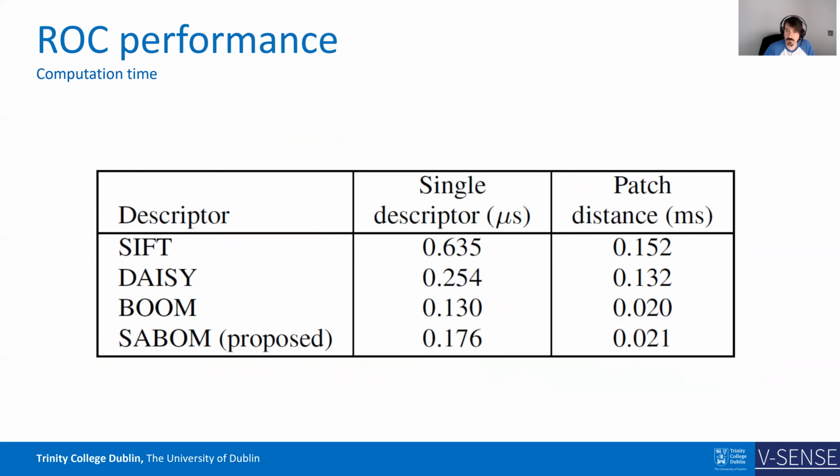So then, in terms of computational complexity, we can see that in this table, our descriptor is faster to compute than DAISY and SIFT, but a bit slower than Bloom, which is the price for the improved ROC performance and is due to the additional angular gradient computation. And we can see that the advantage of the binary descriptors like Bloom and SABOM is not only that they are faster to compute, but also the distance between descriptors is much faster to compute than SIFT and DAISY.